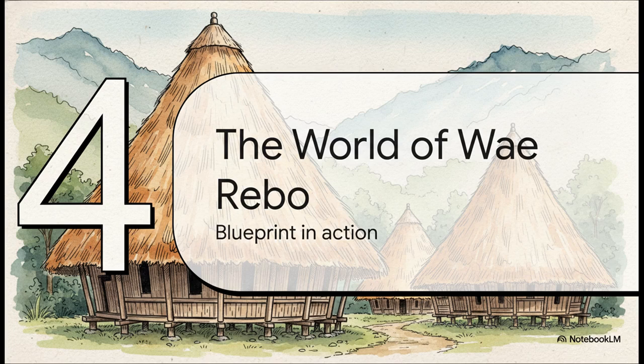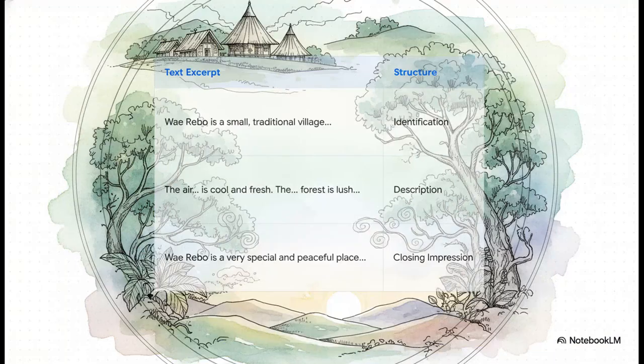Okay, enough theory. Let's see how this all comes together in a real-world example. We're going to analyze a description of a traditional village in Indonesia called Wairebo and break it down piece by piece. And look at that. It follows our blueprint perfectly. The first part identifies the village, telling us what and where it is. The middle section describes the air, the forest, the mist, all those crucial sensory details. And the last sentence? That provides the closing impression, summarizing the whole feeling of the place. It's so clean, so effective.